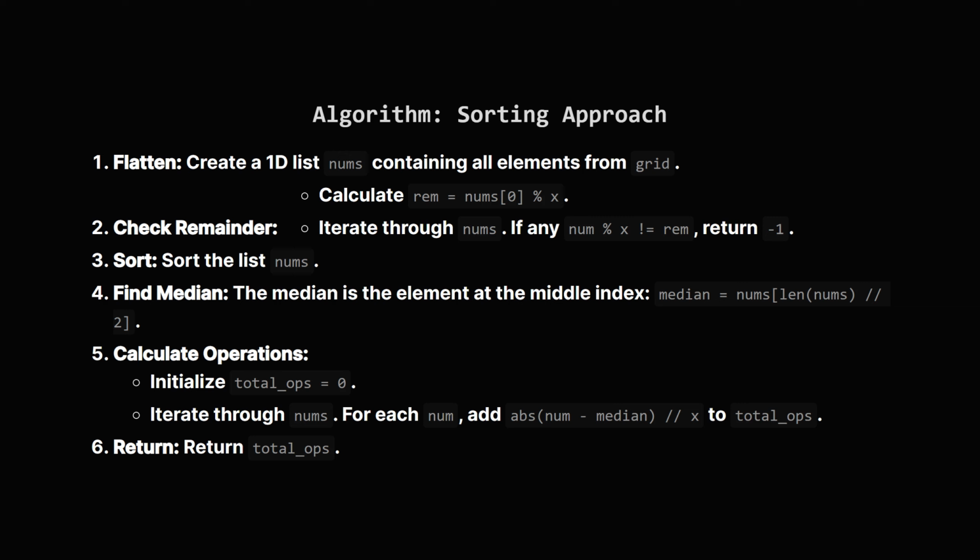Third, if the remainder check passes, we sort the list nums in non-decreasing order. Fourth, we find the median element. Since the list is sorted, the median is simply the element at the middle index. If the list has n elements, the middle index is n floor divided by 2. Let's call this value median.